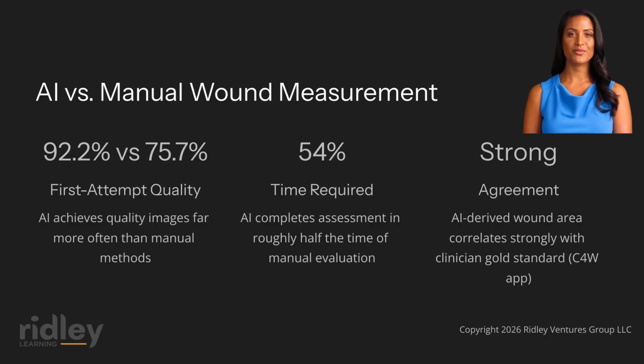And here's a practical finding worth noting. AI tools achieved 92.2% quality images on the first attempt, compared with 75.7% for manual methods, showing that AI-assisted image capture produces higher quality documentation with fewer repeated attempts.